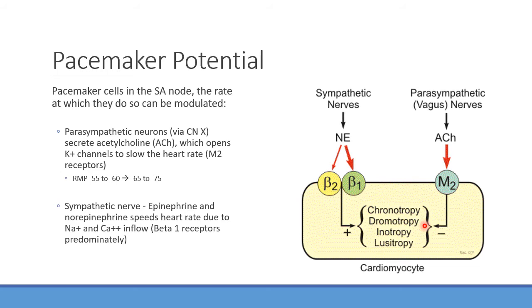So two of the main ways you can affect cardiac output with the heart specifically is how fast it's beating and how strong it's beating, right? So how strong that contractility is. So inotropy is the contractility, how strong the squeeze is.